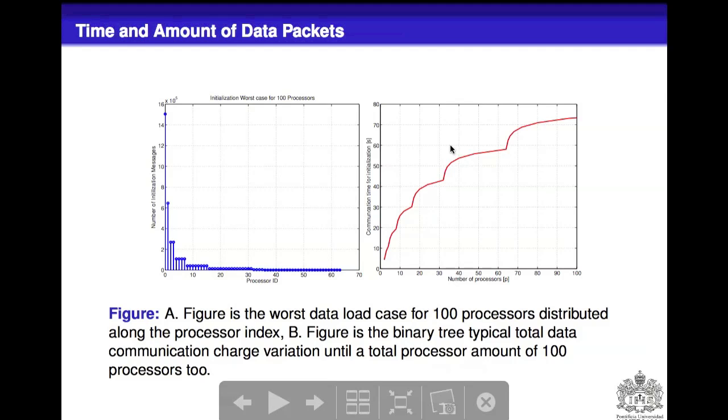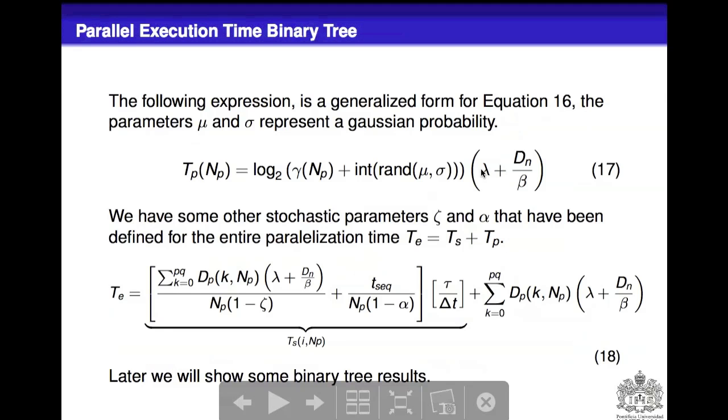And if you analyze the generalized model in terms of time, if you increase the number of processors, you should spend more time, but obviously you should see a logarithmic kind of behavior that is related to this phi function that is changing between the power of 2 values. Okay, this is an example for 100 processors.